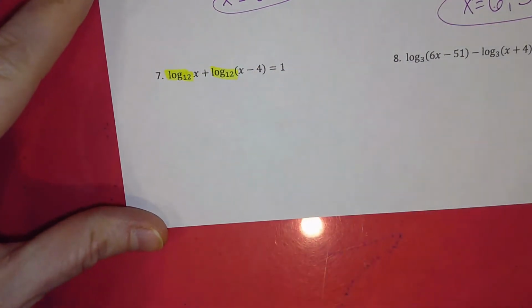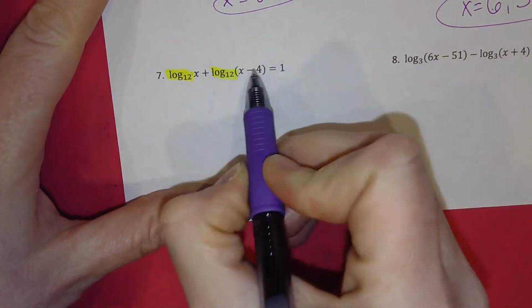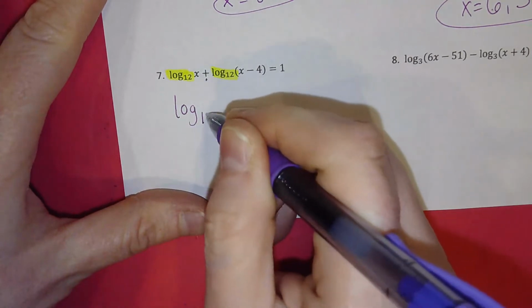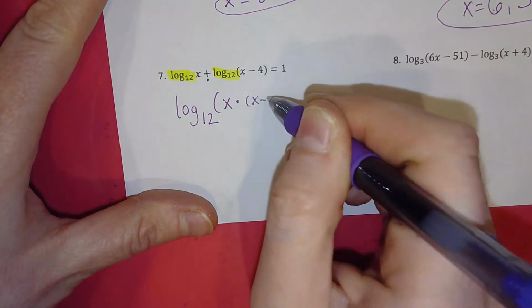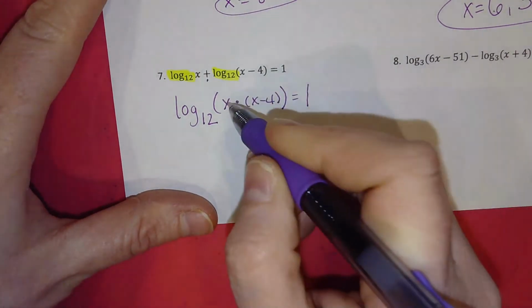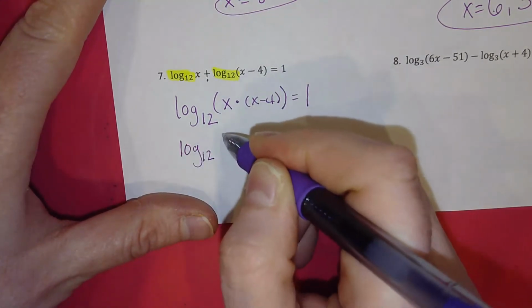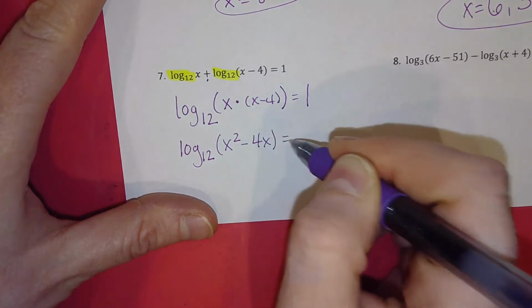So with that, this log is really important. I'm going to rewrite it as the product property. I'm going to take whatever comes after the words log, and because of that plus sign, I'm going to multiply them together. So I'm going to have log base 12, single log, of x times x minus 4 equals 1. And what that does is going to allow me to distribute. So I'm going to have log base 12 of x squared minus 4x equals 1.